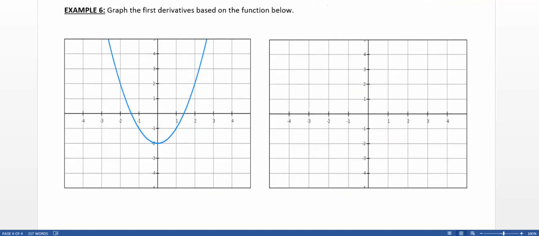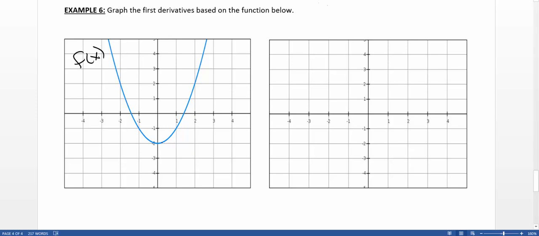Example 6. Graph the first derivatives based on the function below. So we're starting with a function that has a U shape, and we want to get a general sense of what the derivative is going to look like. We're not going to do this precisely and exactly yet. We're going to do this in a general sense. We'll refine it a little bit more once we get to 2.4. We'll refine it a little bit more as we continue to practice.